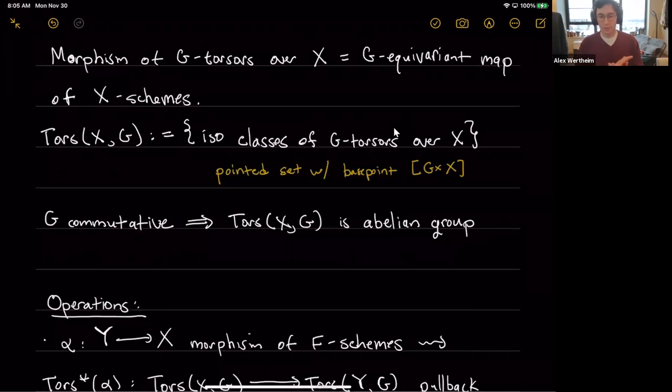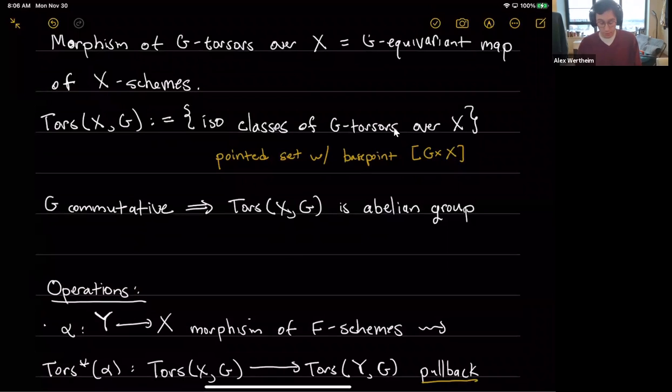A morphism of G-torsors over X is just a G-equivariant map of the total spaces which respects the projections down to X. And it's a basic result in the theory of torsors that any morphism of G-torsors is an isomorphism. So, some more notation. I'll write Tors(X, G) to denote the set of isomorphism classes of G-torsors over X. And in fact, this is a pointed set whose base point is represented by the so-called trivial torsor, which is to say the torsor whose total space is G cross X and whose map down to X is just a projection onto the second component.